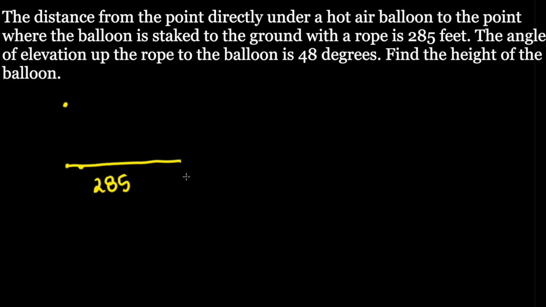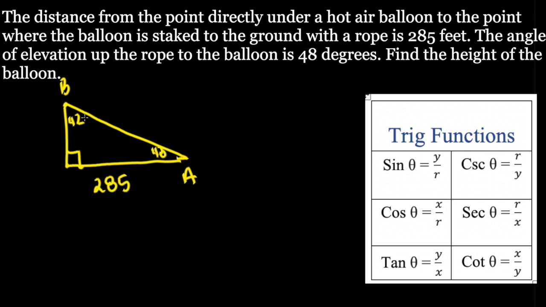In a labeled triangle, this distance would be known as B. The next part of the problem tells us that from that point, which we can call A, to the balloon at point B creates an angle of 48 degrees. Since we know that one angle is 90, we can conclude that the measurement of the last unknown angle is going to be 42 degrees. Now what we need to do is find the correct trig function that includes the angles and lengths that we know and also leads us to the right answer.